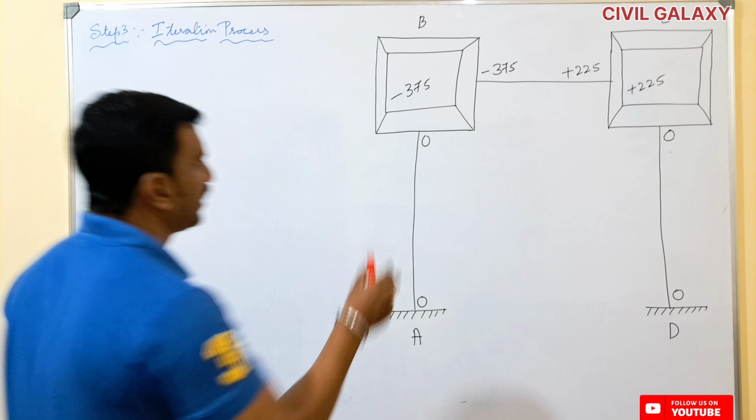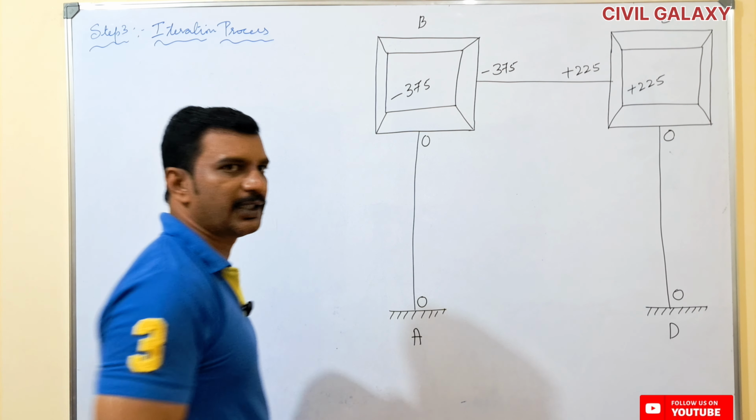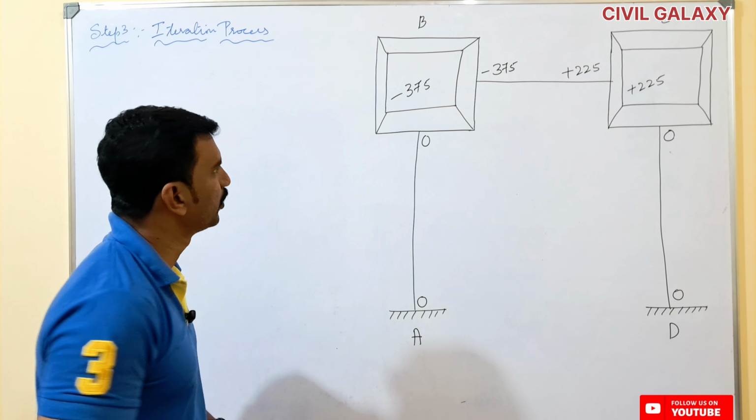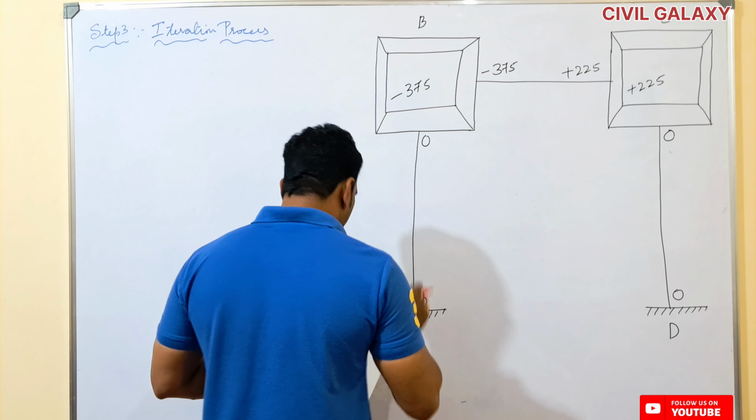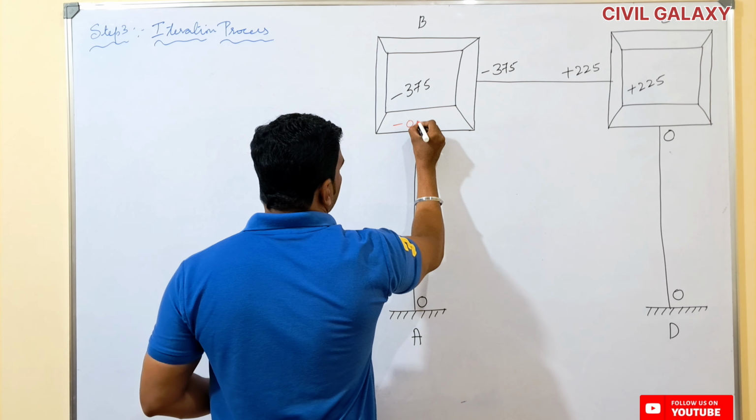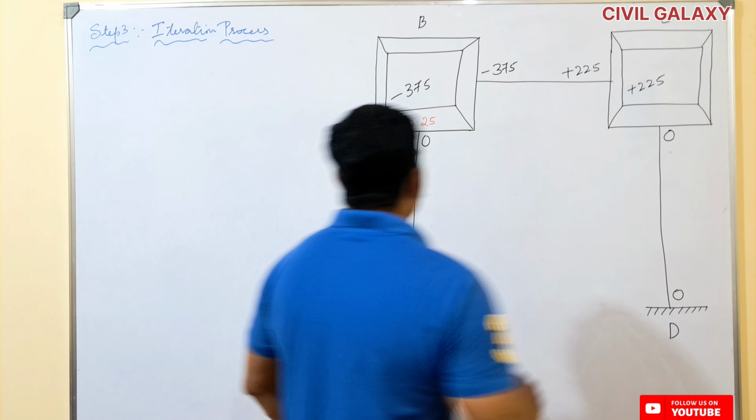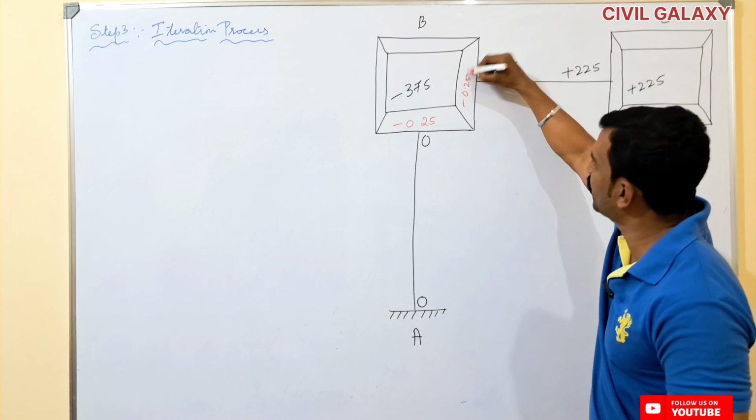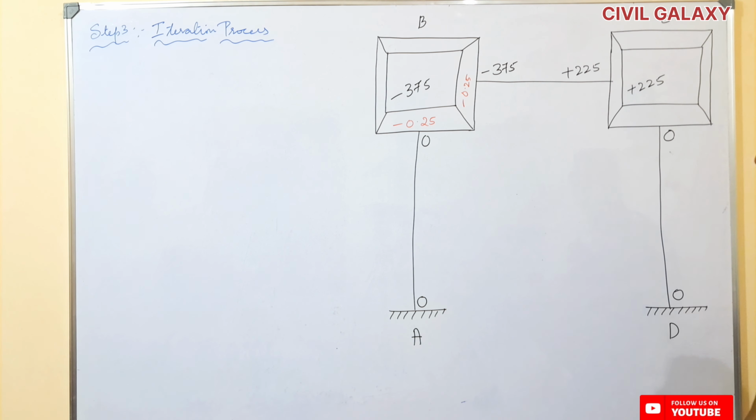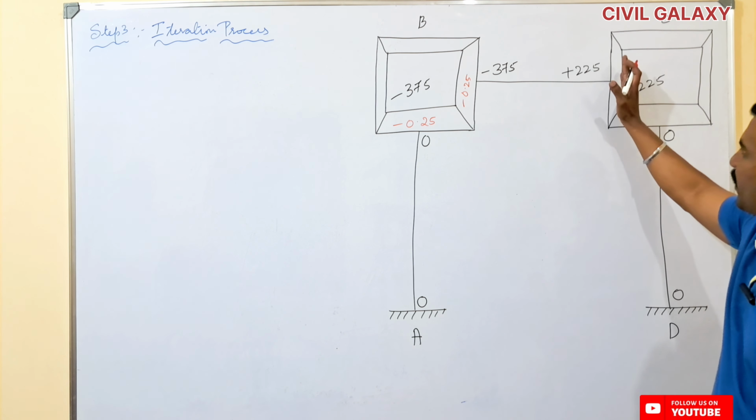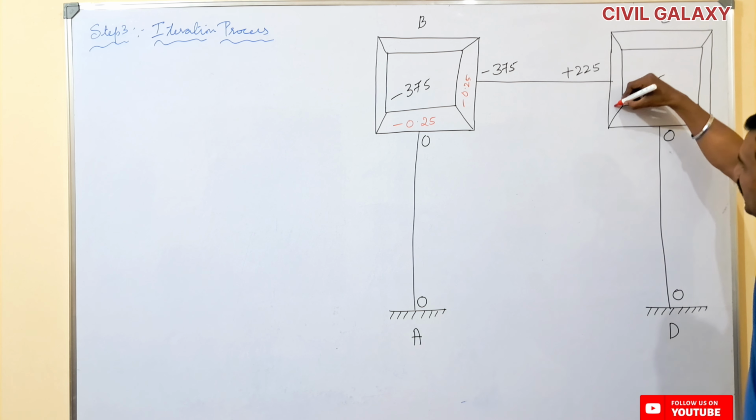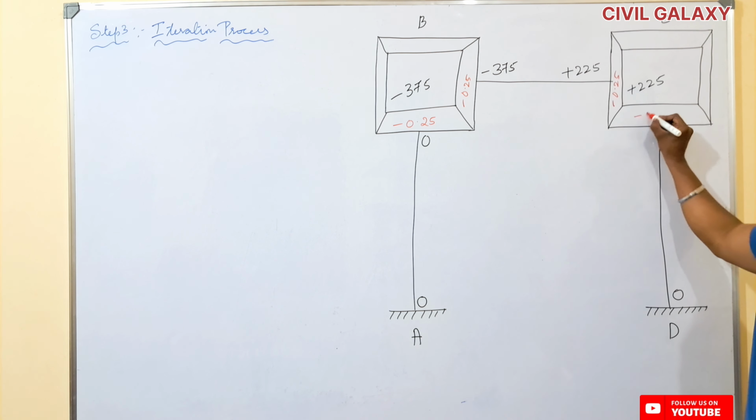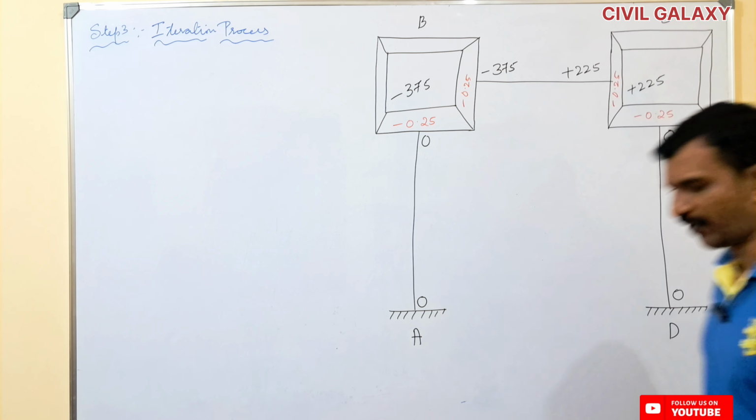Next, inside this small box, we have to write the rotation factor whatever we have calculated in the second step. So the rotation factor for member B to A, we had got a value of minus 0.25. Here also for member B to C, the rotation factor is minus 0.25. For member C to B, we have calculated it is minus 0.25. And for member C to D, the rotation factor is minus 0.25.